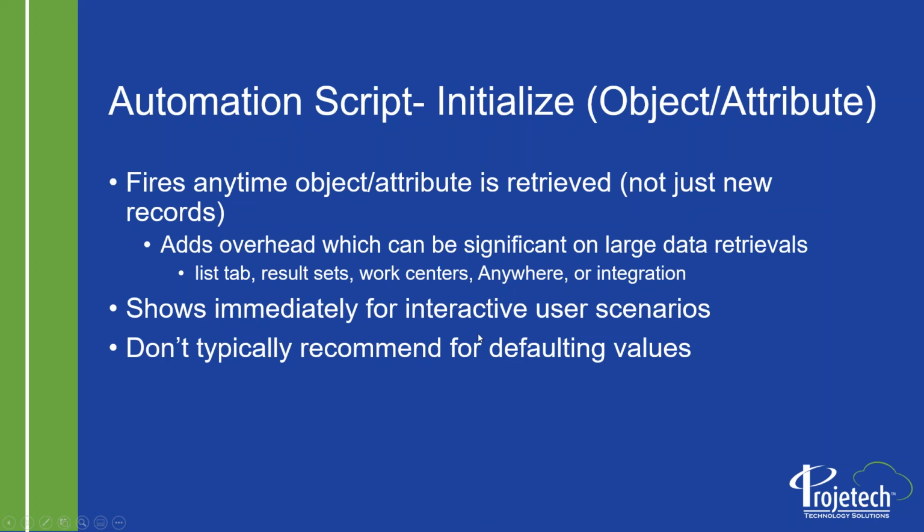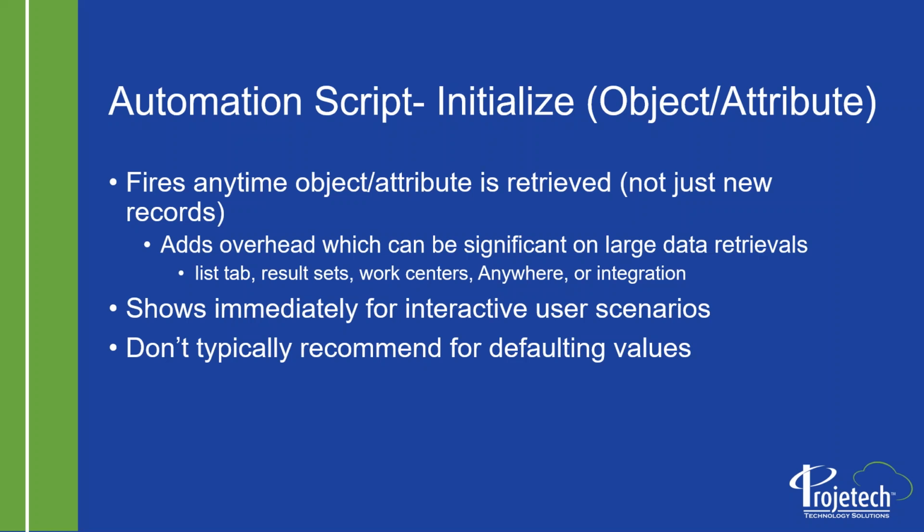So on object structure, automation script initialize, way back when, in 7.5 of Maximo in particular, there was no real good way to default a value from an automation script. So if you wanted somebody to interactively see that there's going to be this new value, such as soon as you hit new row or add in a record, you really had to use initialize.